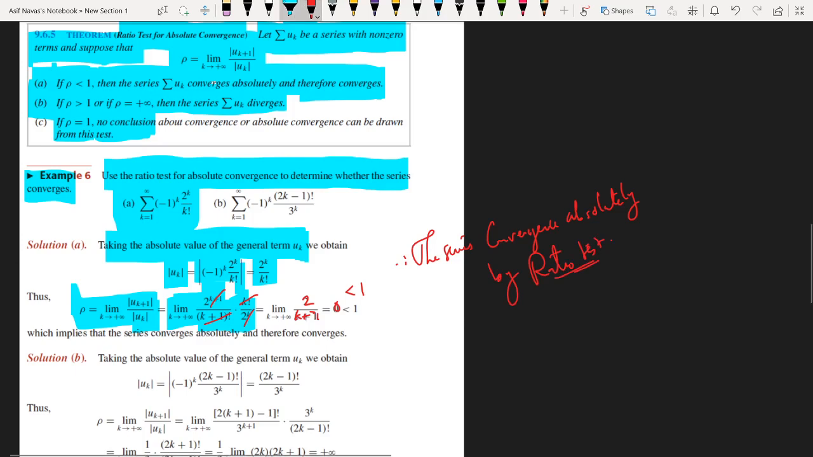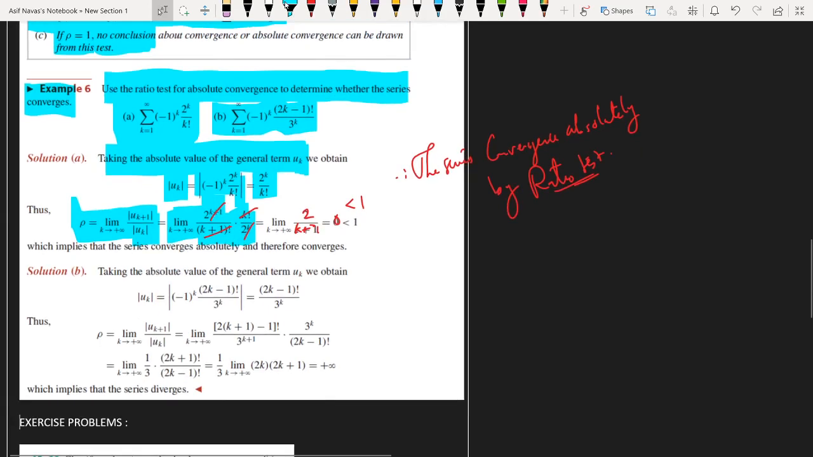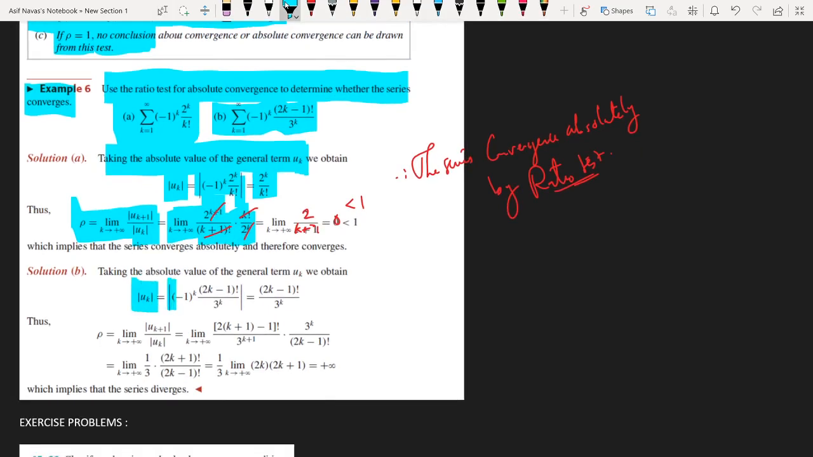Now we will check out the second series. Sigma k equals 1 to infinity of (-1)^k (2k-1) factorial divided by 3^k. For that, I am taking the absolute value: mod u_k equals modulus of (-1)^k (2k-1) factorial over 3^k, which is equal to (2k-1) factorial over 3^k. Rho equals limit k tends to infinity of mod u_(k+1) divided by mod u_k, which is equal to limit of (2(k+1)-1) factorial divided by 3^(k+1), into the reciprocal of u_k, that is 3^k divided by (2k-1) factorial.